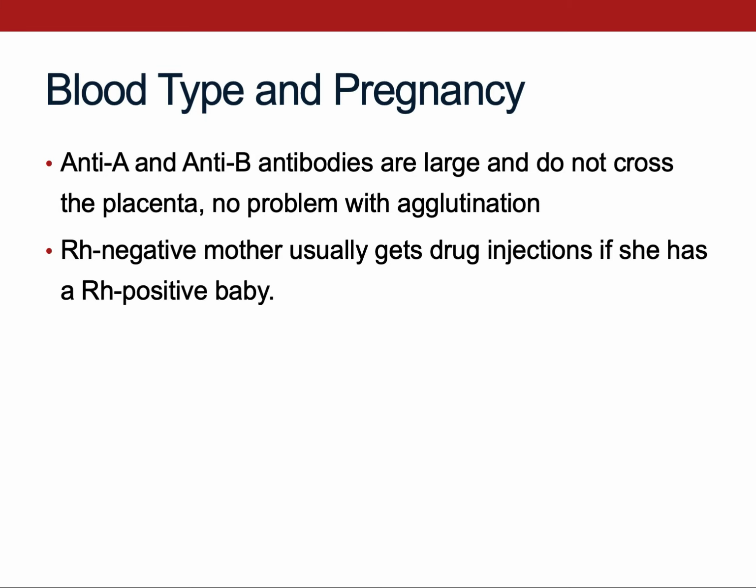So what we do to counter this is that an Rh negative mother will usually get an injection if she has an Rh positive baby, and this prevents her antibodies from going across the placenta to attack the baby's blood. So that is a brief overview of ABO and Rh blood types. Again, we combine the ABO group antigens with the Rh antigen in order to get our full blood type.